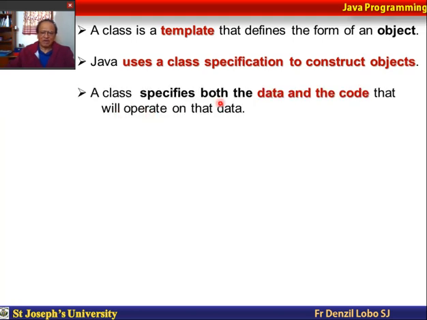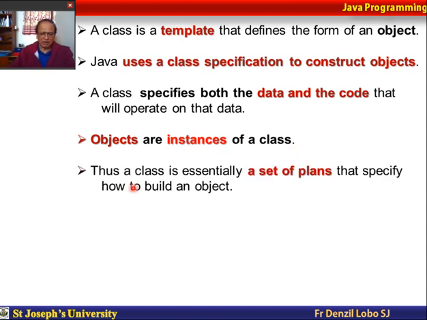A class specifies both data and the code. Data is the variables, and the code is given in the methods or functions. So objects are instances of a class. From a class, I create an instance, and that instance becomes an object. We will come to know practically how to create objects. Thus, a class is essentially a set of plans that specify how to build an object.